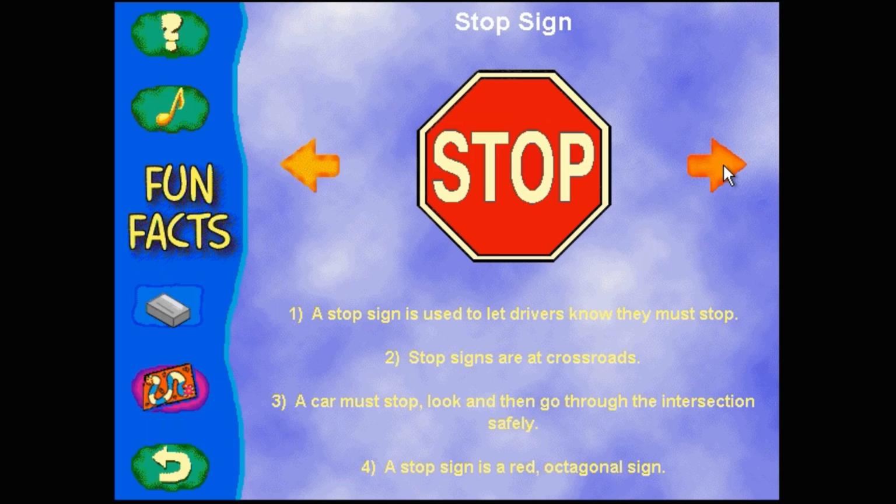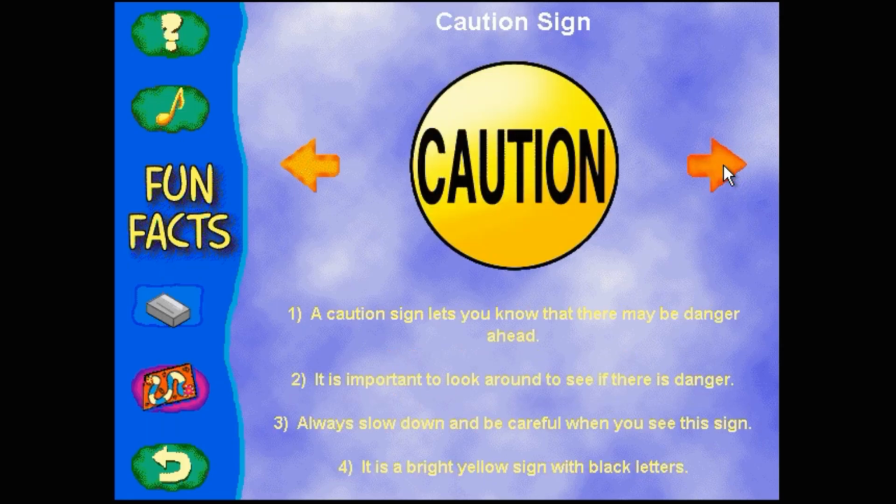Stop sign. A stop sign is used to let drivers know they must stop. Stop signs are at crossroads. A car must stop, look, and then go through the intersection safely. A stop sign is a red octagonal sign.